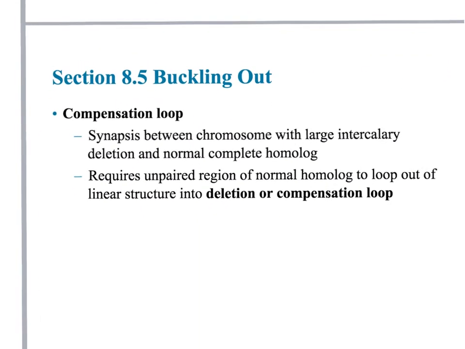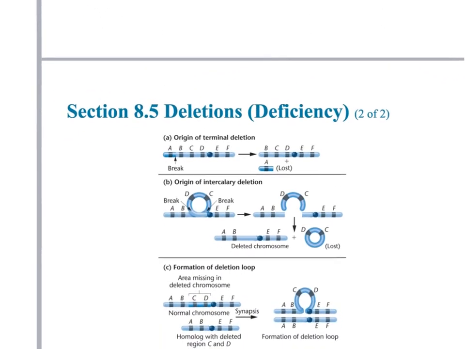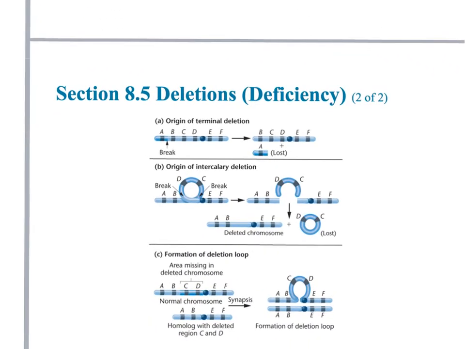And then a compensation loop is a buckling out of the chromosome. It forms a little loop, and it's a synapsis between a chromosome with large intercalary deletions and a normal homolog. So it requires an unpaired region to loop out of the linear structure, and here's what that looks like. You get this little looping that occurs right here. You get the looping, and then after it loops, something gets cut off there, and the little donut gets lost for good, and then these two pieces stitch back together.